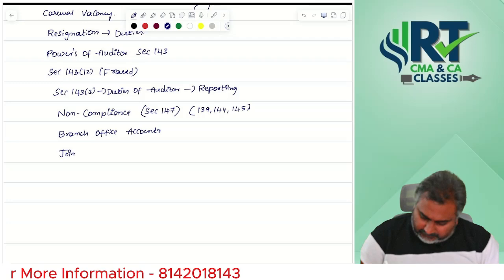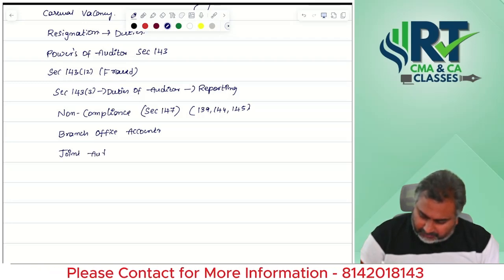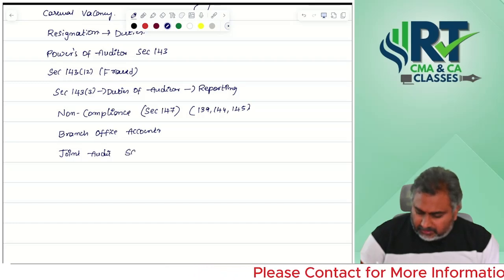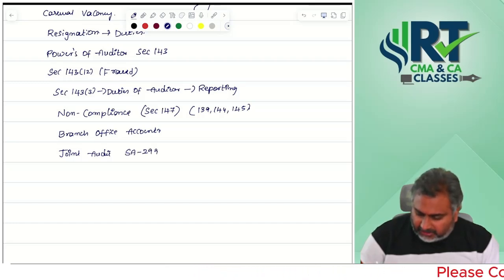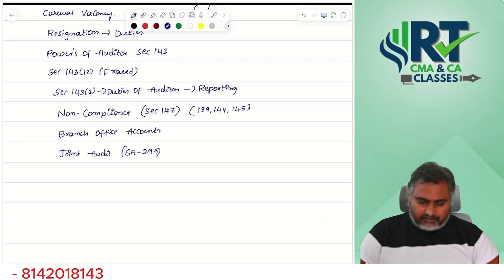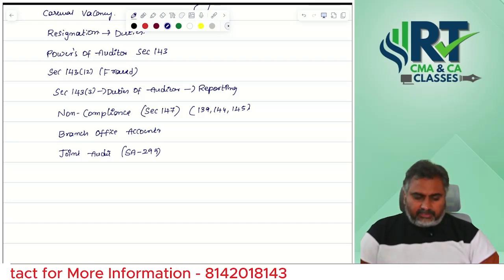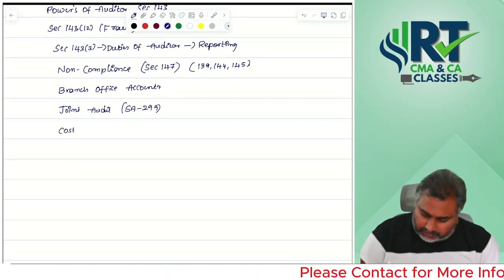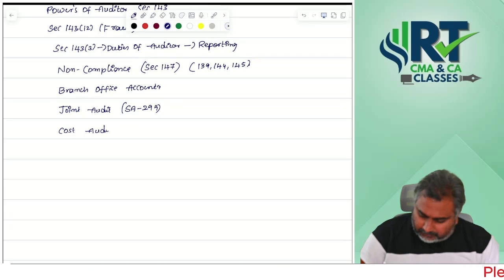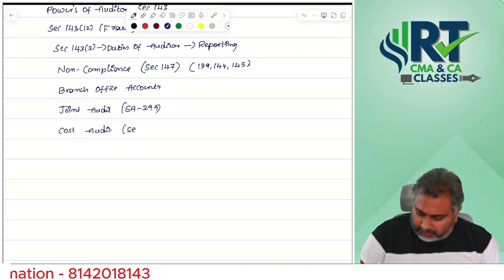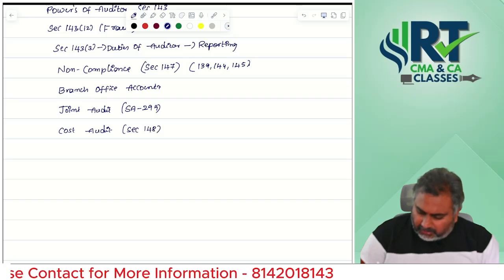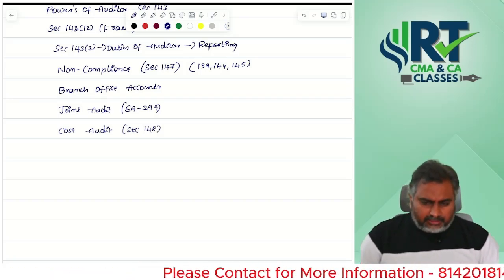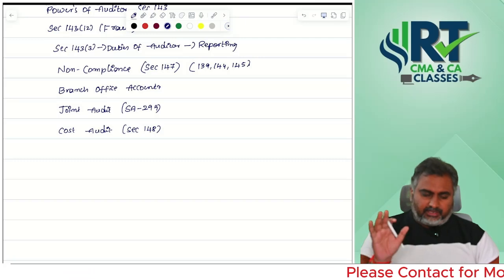Next, joint audit, SA 299, advantages, disadvantages of joint audit, also who will take the entire responsibility. And the next one, cost audit, section 148. Focus on the full concept of cost audit. You don't want to skip any one particular point.